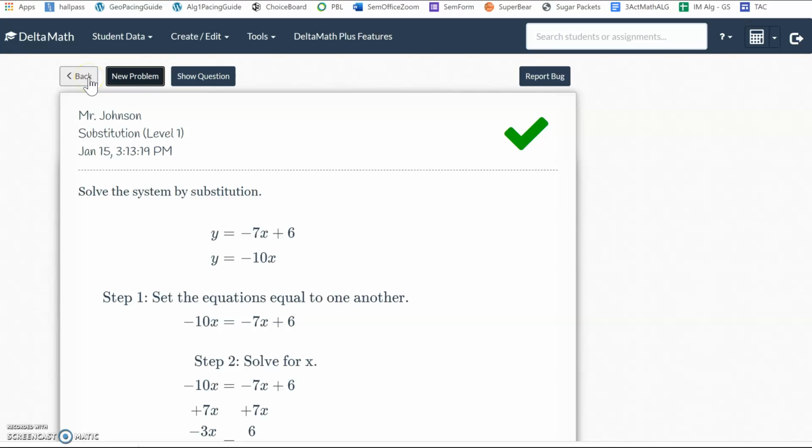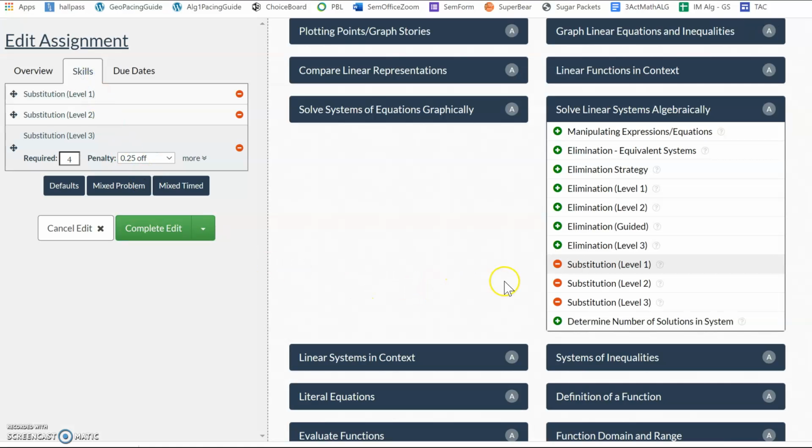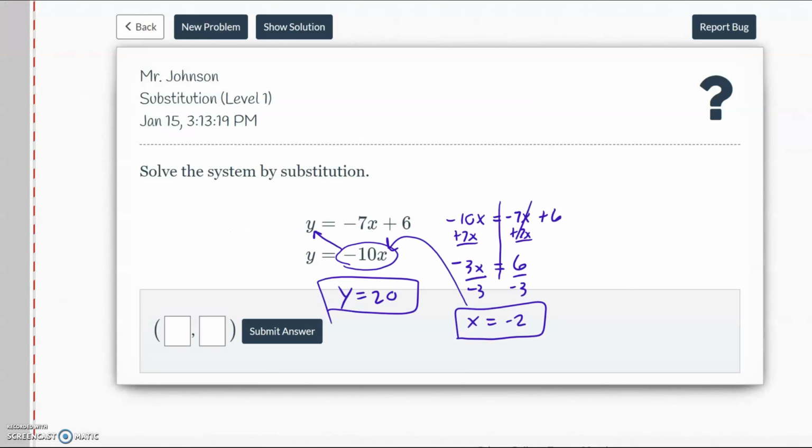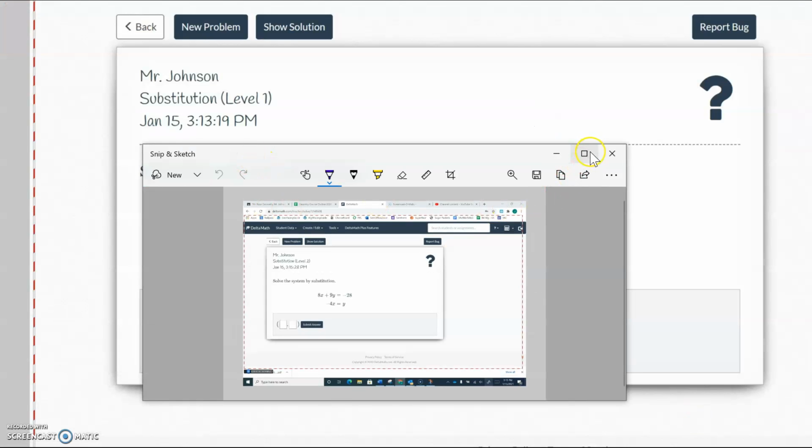Okay, so that was the first type of question you're going to see, when you can set them equal to each other. Let's look at a level 2 question. So level 2, we still have one of our variables by itself, so we can take what it's equal to and plug it in. Okay, let's see how this one works.